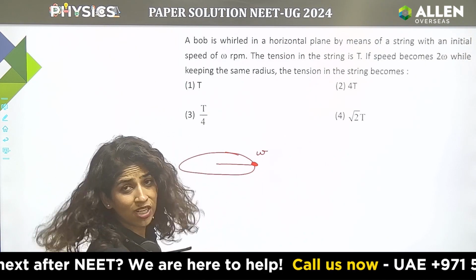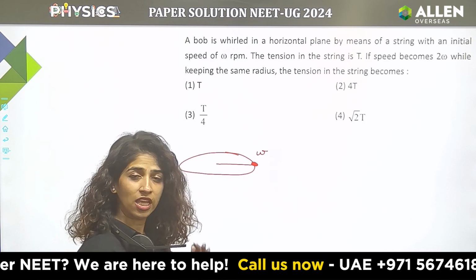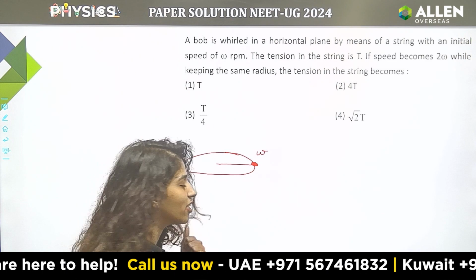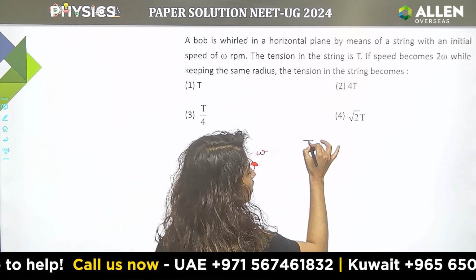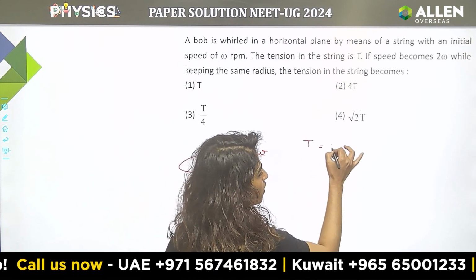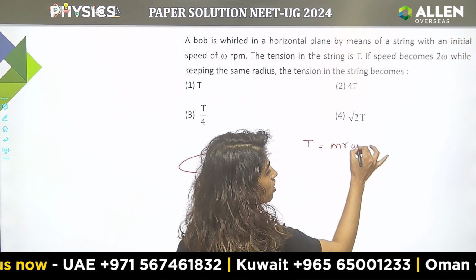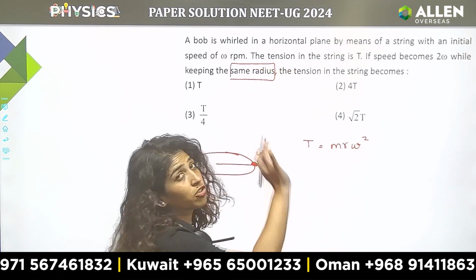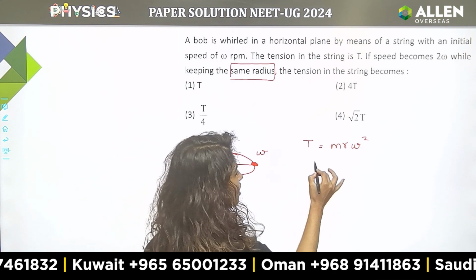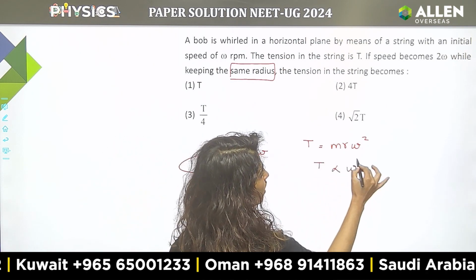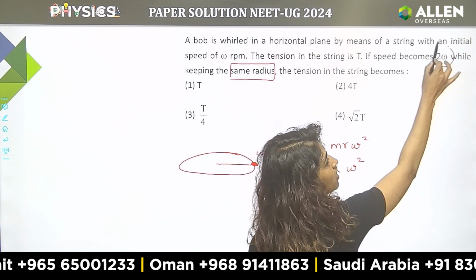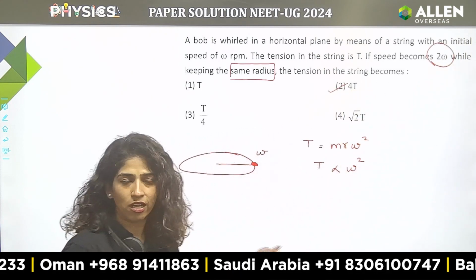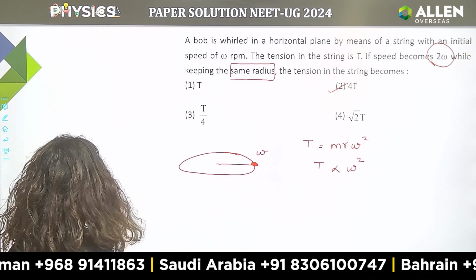In this case, you understand that the tension in this string provides the necessary centripetal force. Since the tension provides the necessary centripetal force, we know T would be equal to m r omega square. It clearly mentions that the radius remains constant. If the radius is constant, T is directly proportional to omega square. Since omega is doubled, T will become 4 times. So that's how the solution for this will be.